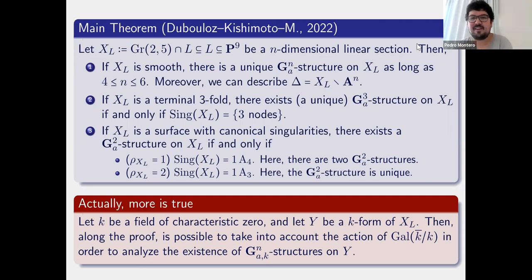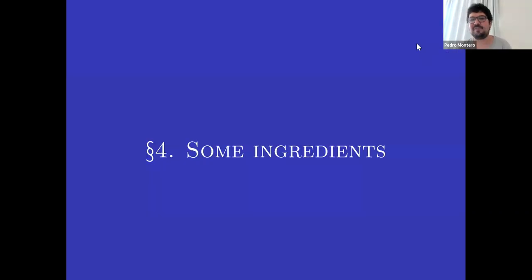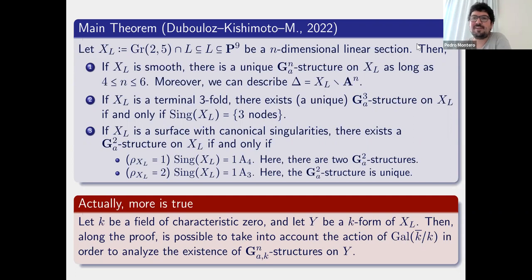Okay, so that's the main result. So let me give you some ingredients. This is very funny because, just to summarize, we had this classification with the non-explicit method, and we revisited this construction to obtain a more precise description of the boundary divisor and to extend this result to singular varieties and non-algebraically closed fields. That's the whole point of revisiting these kinds of varieties, and the tools that we use are from rational geometry.